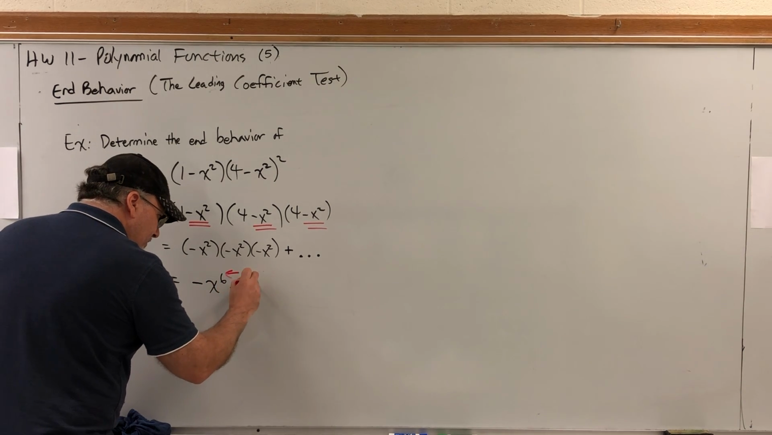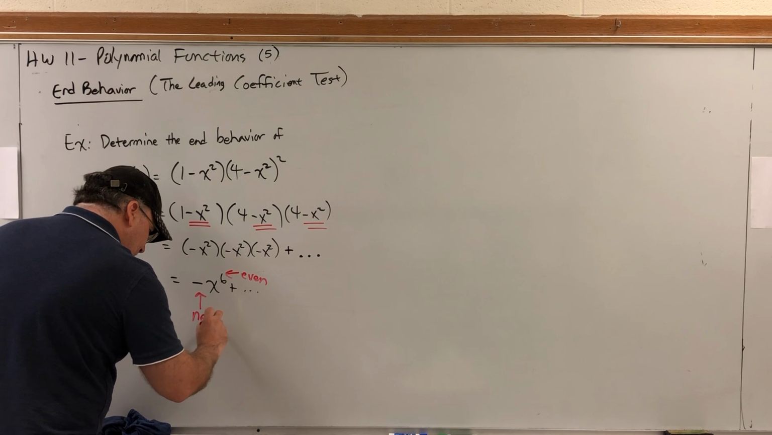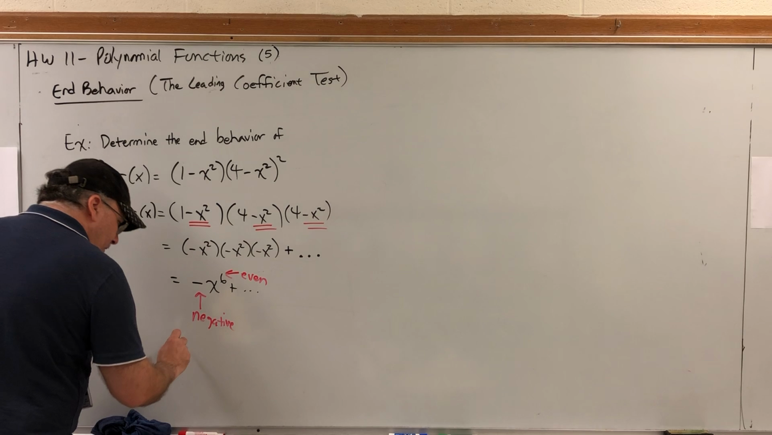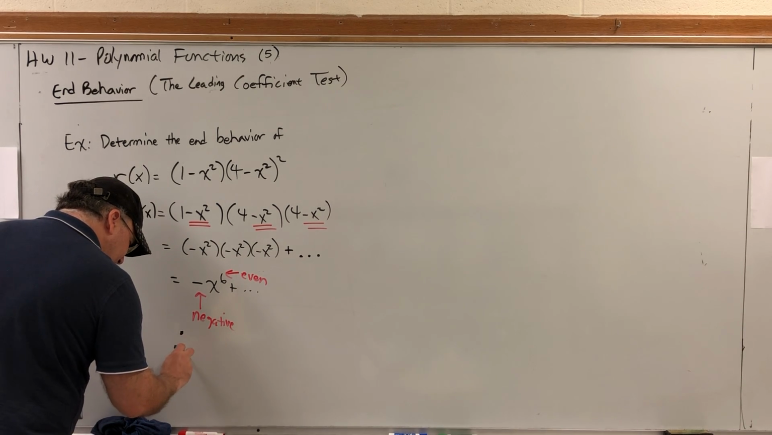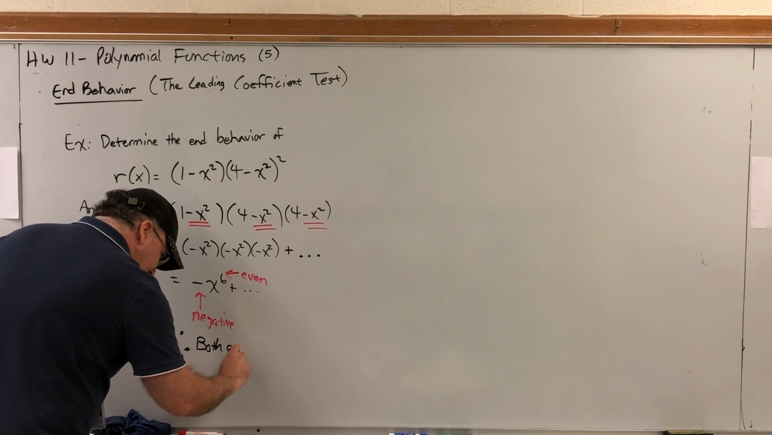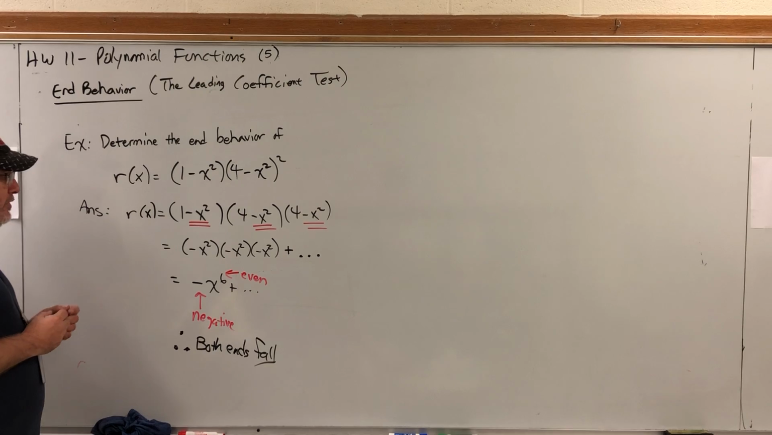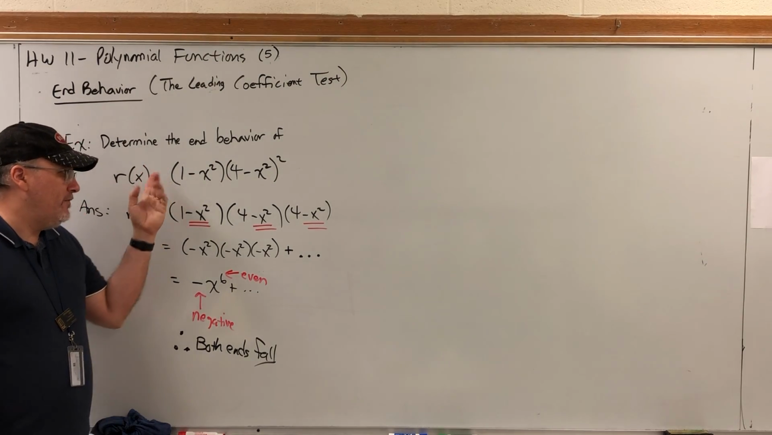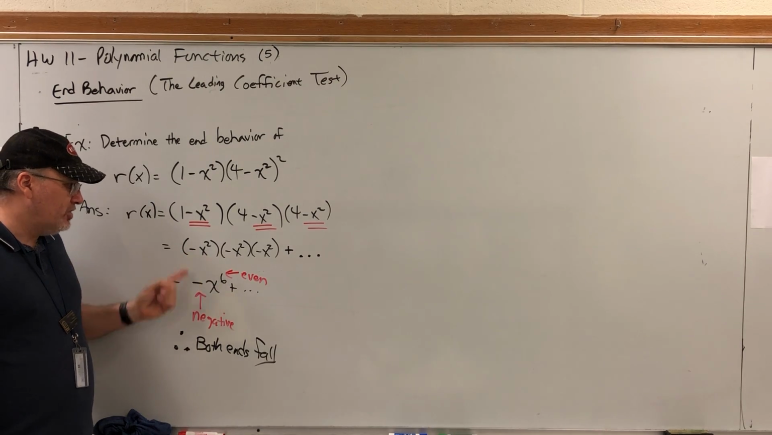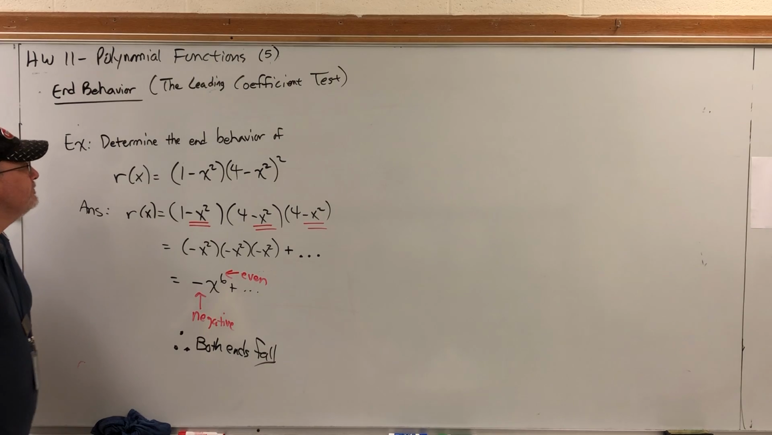The degree is even. The leading coefficient is negative. And if you were to look at the table, the conclusion that we would draw is what? Both ends fall. So if you're determining end behavior, but your function is already factored, you need to recover the leading term by multiplying the leading terms in all of the factors together.